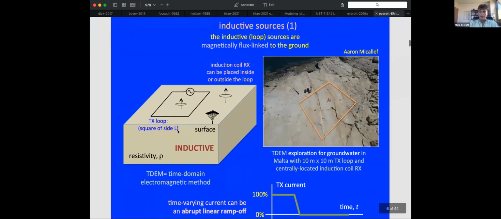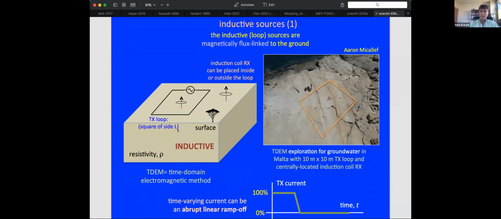The sources here, as you see, can get quite elaborate and sophisticated. The other main type of active source is the inductive source. There's a couple of different types. There's an inductive loop source, which we'll show here, generally laid out as a square of some side length, L. You can put an induction coil in the center of the loop, or you can put it outside the loop. In this picture from Malta, we're showing a time domain exploration survey for groundwater. Here we have a 10 by 10 loop, a transmitter loop with a centrally located induction coil receiver.